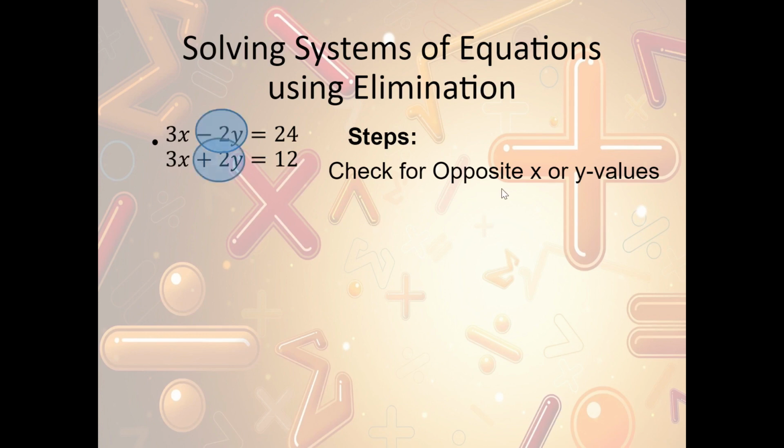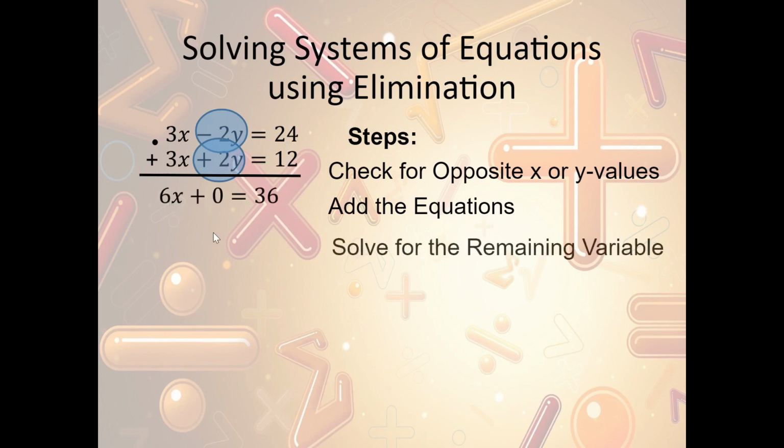If we have opposite x or y values, we're going to go ahead and add the equations together. We're going to add the entire equation. So we add 3x plus 3x and we get 6x. -2y and 2y is equal to 0, right? That's the elimination part. We eliminated the y's. And then 12 plus 24 is 36. So we end up with 6x is equal to 36. Now we're going to solve for x. 6 is being multiplied by x, so I undo it by dividing. We divide both sides by 6 and we get x is equal to 36 divided by 6, which is 6.